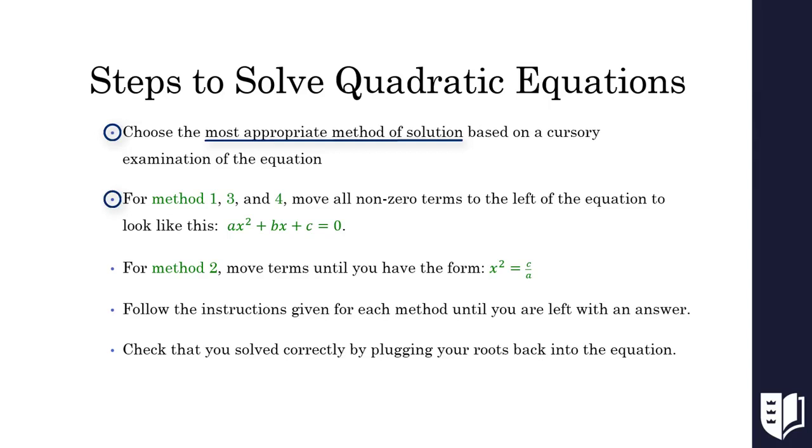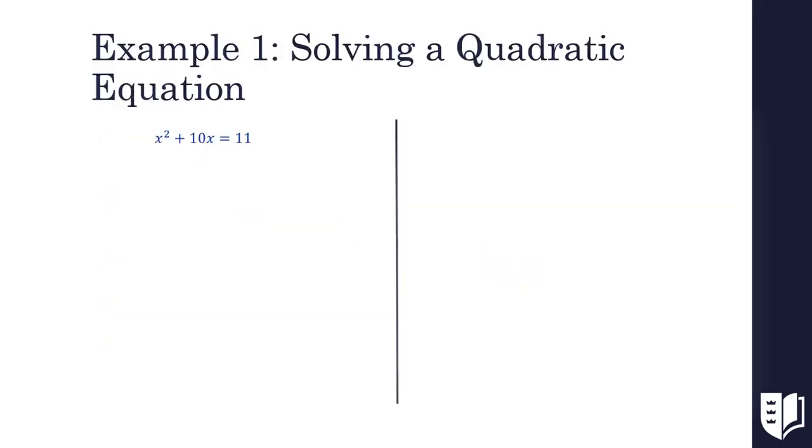Factoring, completing the square, and using the quadratic formula all require our equation to be in the standard form, ax squared plus bx plus c equals 0. The square root method is easier if we set our equation up so that x squared equals c divided by a. After we apply the steps for a given method, we can check our answers by plugging the roots we got back into the original equation, one at a time.